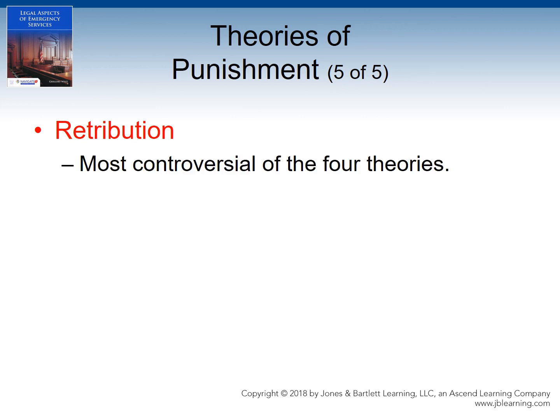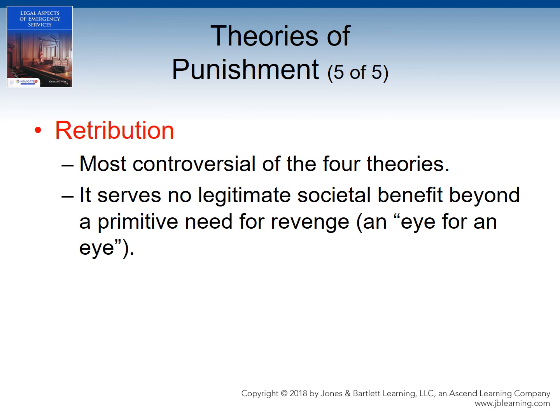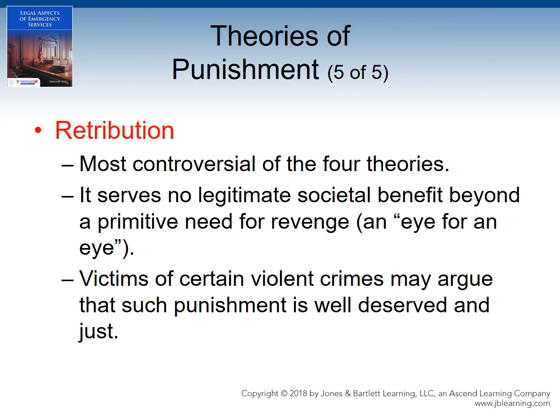By its very nature, the concept of retribution can be very controversial, as it arguably serves no legitimate societal benefit beyond a primitive need for revenge, or an eye for an eye, so to speak. On the other hand, it is not unusual for victims of crime, especially violent or invasive crimes, to argue that such punishment is well-deserved and just. Some may also argue that the fear of retribution may also serve as a deterrent, which takes us back to the first theory of punishment that we discussed.